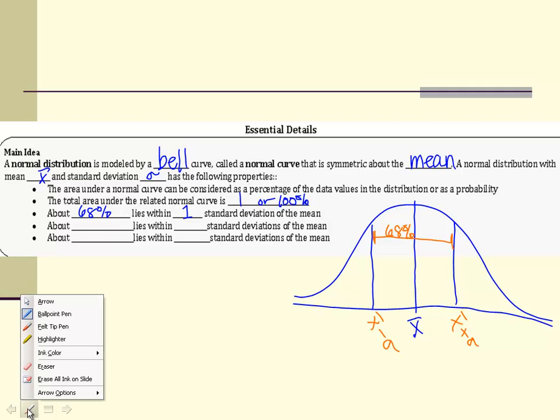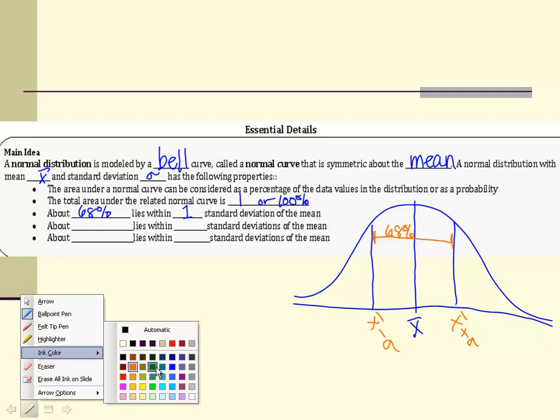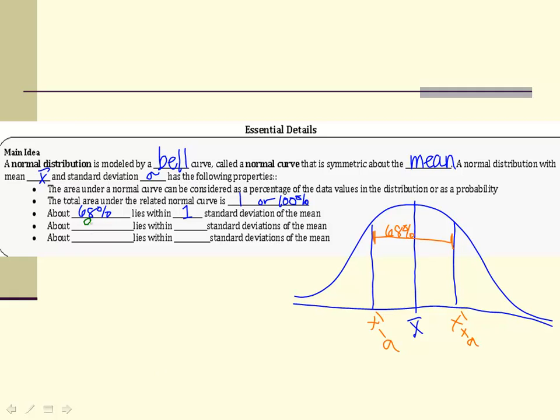The next one, about 95% lies within 2 standard deviations of the mean. If I put a couple more bars in here, this would be my mean minus 2 standard deviations, and this would be my mean plus 2 standard deviations. In this range, 95% of our data lies.